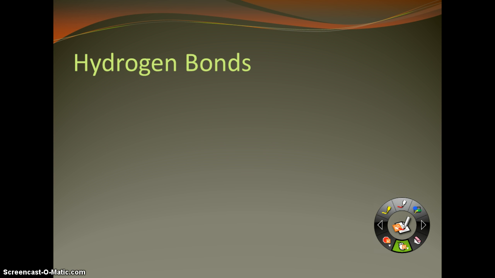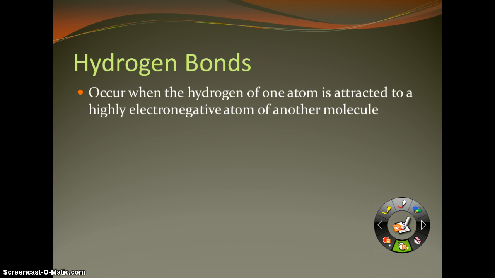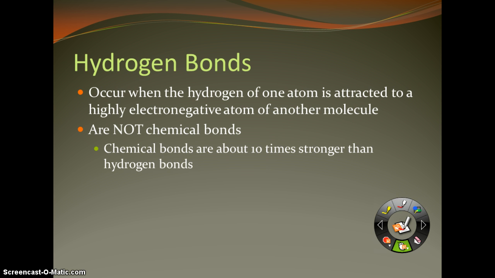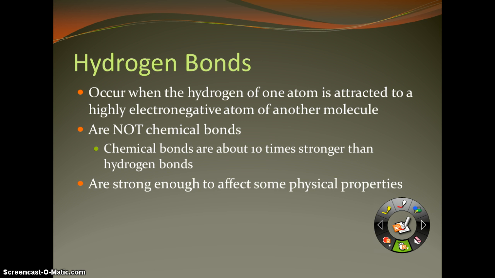First category are hydrogen bonds, and just like they sound, it's going to be when the hydrogen of one atom is attracted to a highly electronegative atom of another molecule. So these are not chemical bonds. Chemical bonds are about 10 times stronger than hydrogen bonding, but they are strong enough to affect some physical properties.